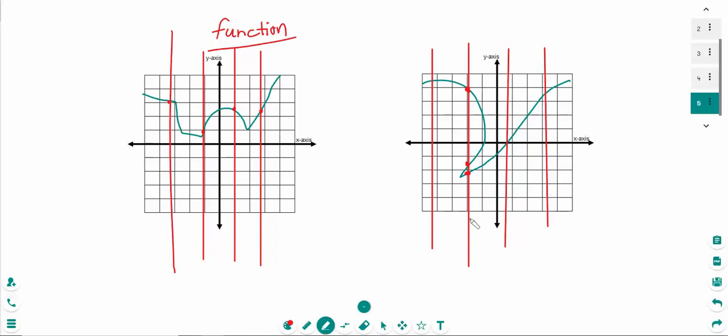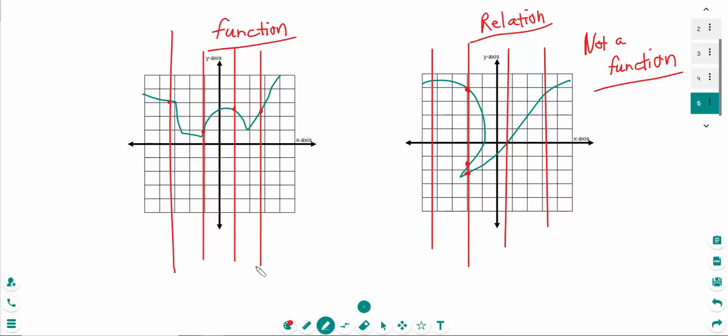So that is all we need. All we need is one line to fail the vertical line test. And then we say, nope, not a function. This is a relation only. Okay? Not a function. All right? Very good. So it's about as easy as that.